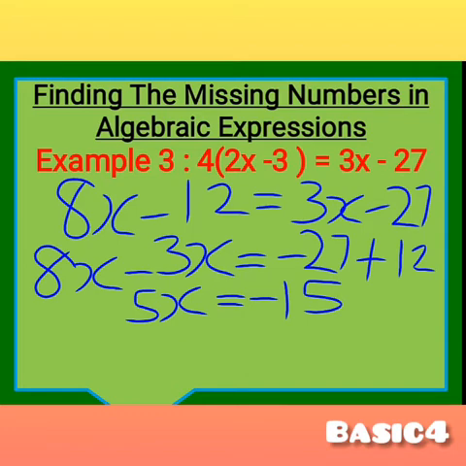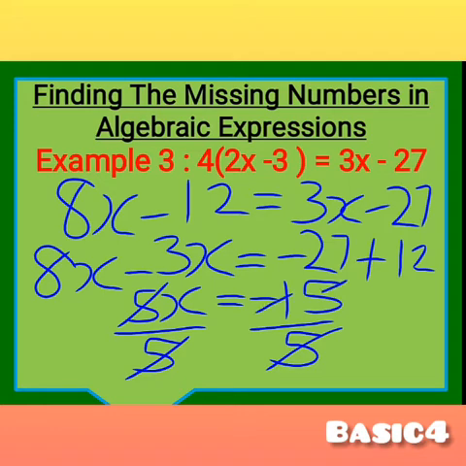To find the x, which is the missing number, you divide both sides by the coefficient of x, which is 5. Beautiful. 5 cancels itself. 5 goes into itself 1 and goes into minus 15 is minus 3. Thus, x is equals minus 3. Have you seen that? So simple. Let's proceed.